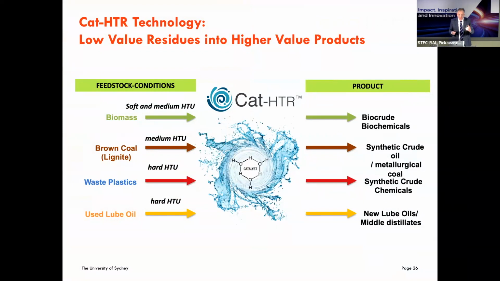It is based on near subcritical, supercritical water or subcritical water. And that is basically steam that is so highly compressed to act more or less like a liquid and is able to dissolve things. And we are able to depolymerize organic polymers, biomass, brown coal, waste plastics, used lubrication oils, and make a whole range of different products, which I can integrate into existing refinery streams, into existing infrastructure.